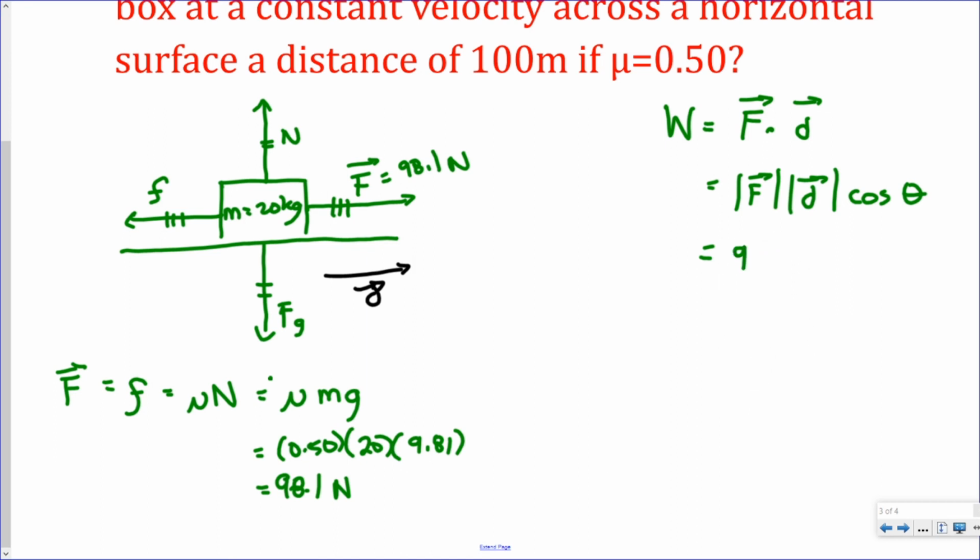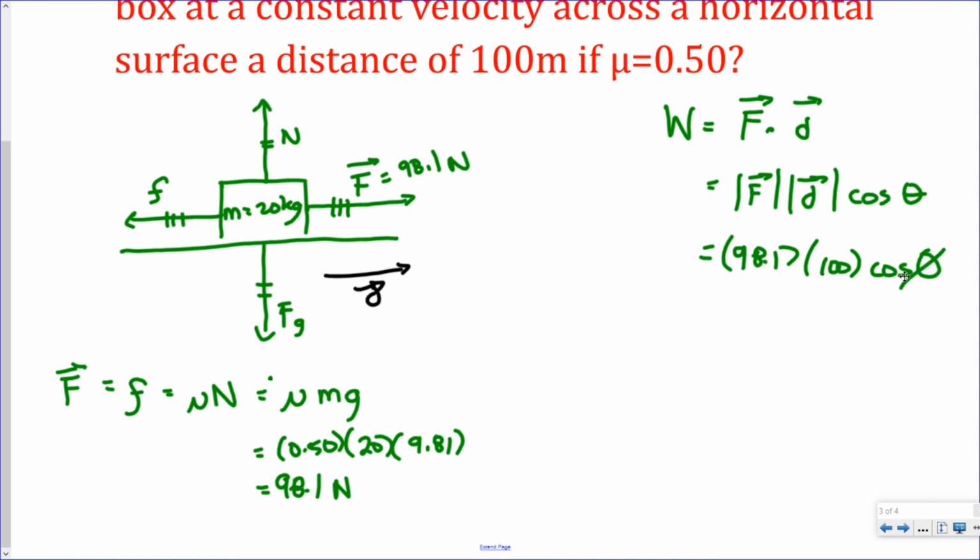98.1 times the displacement. The question says it moves a distance of 100 meters, so 100 times cosine of the angle between them. Well, this one's easy and kind of trivial. So the displacement is to the right along this horizontal surface. The force is also pointed to the right. It didn't tell me it was at an angle or anything. So what is the angle between those? It's just 0.